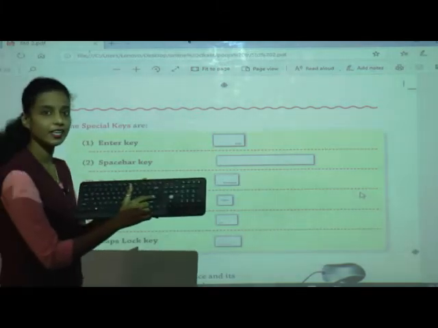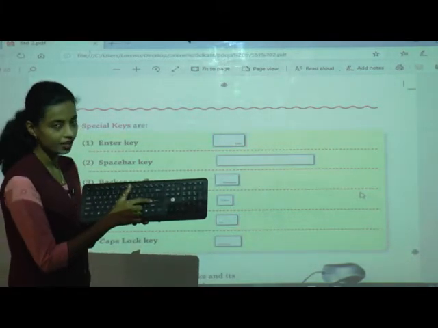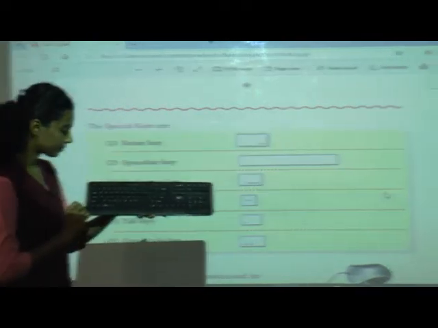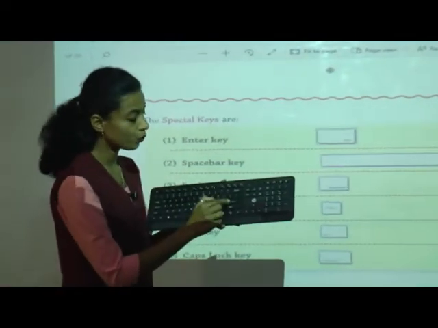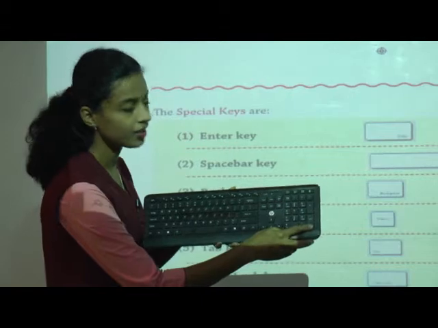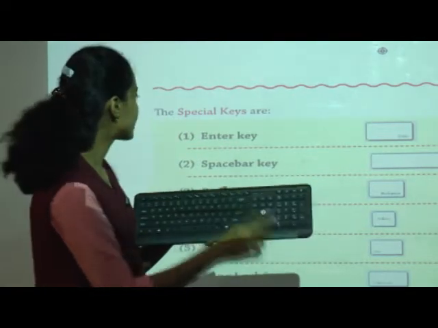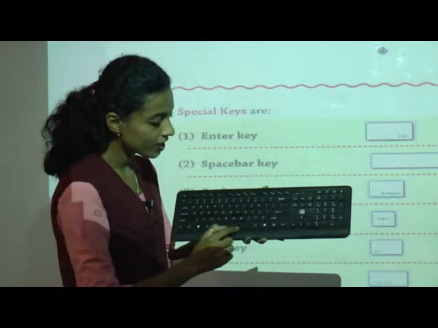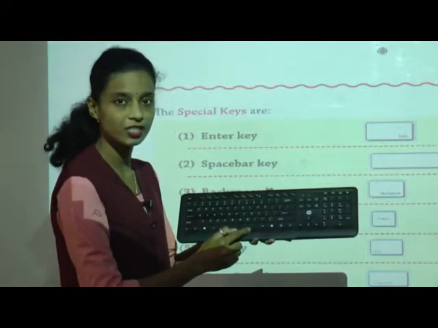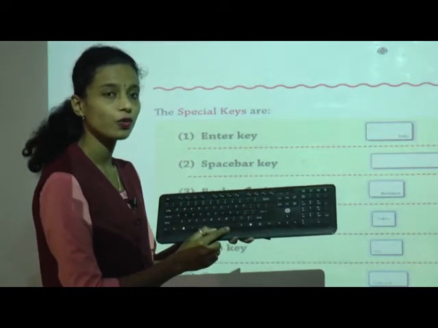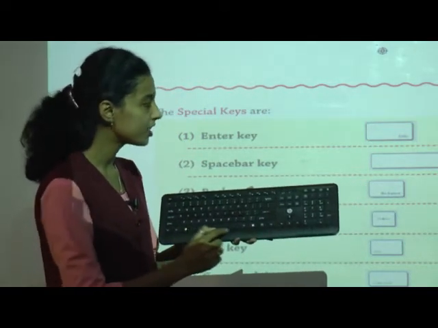First one is the enter key. Here you can see the enter key. Here there are 2 enter keys. Here is an enter key and here is also an enter key. Next key is the space bar. The longest key is called the space bar. What is the use of the space bar? For giving space we use the space bar.